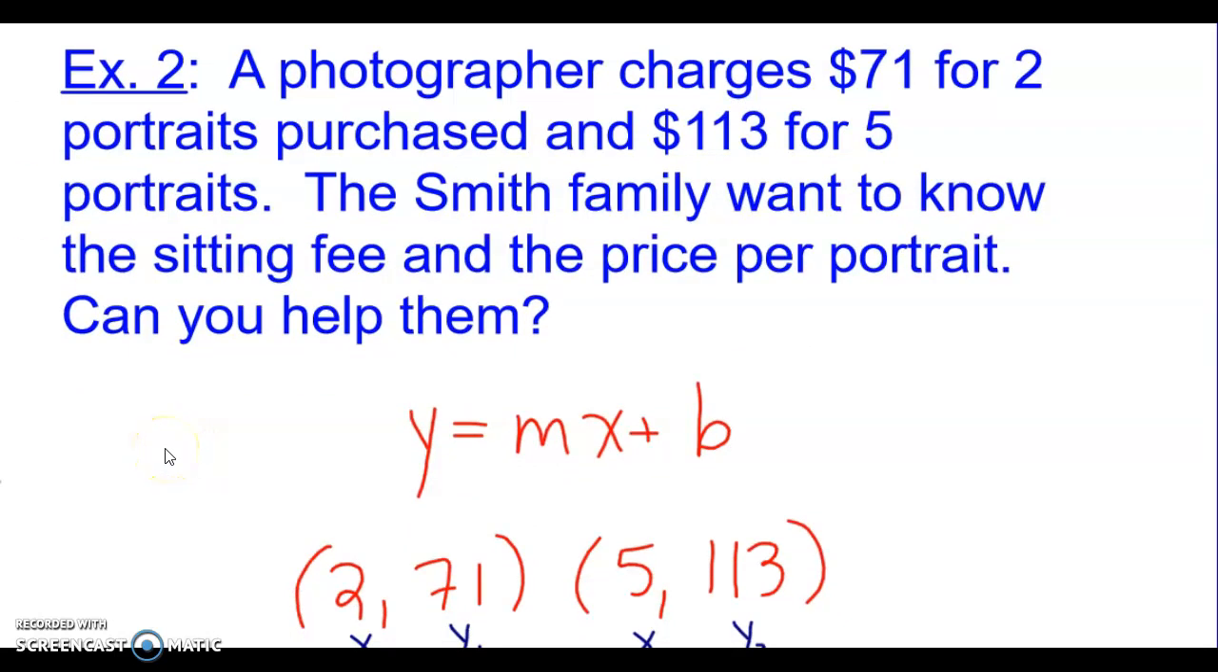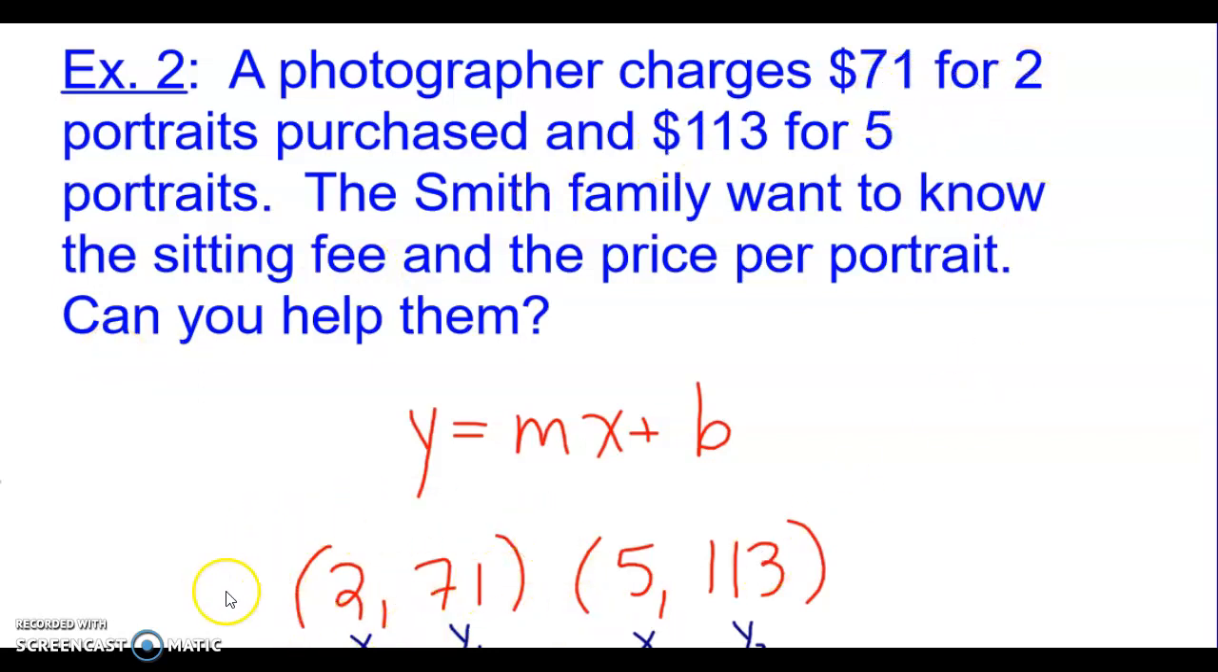Okay, so example 2. A photographer charges $71 for 2 portraits purchased and $113 for 5 portraits purchased. The Smith family wants to know the sitting fee and the price per portrait. Let's see if we can help them out. Well, I know here's my equation, y equals mx plus b. This is what I need to solve for. M, my slope, would represent the price per portrait, and b would represent our sitting fee once we figure it out. What I do know is that we paid $71 for 2 portraits.